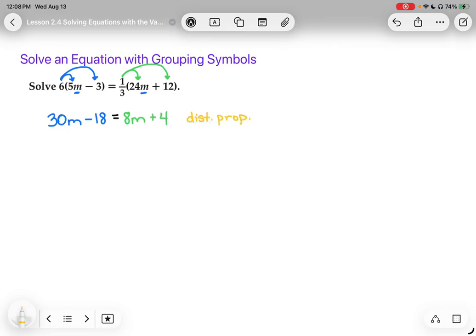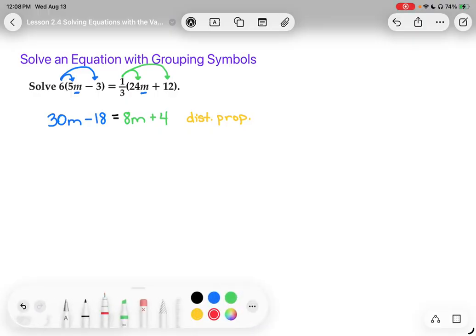Okay, great. So after we've done the distributive property, we still have the problem of variables on both sides, but now those variables are no longer in the grouping symbols, so we're able to get them on the same side of the equal sign, which is going to be our next step. So let's go ahead and do that.